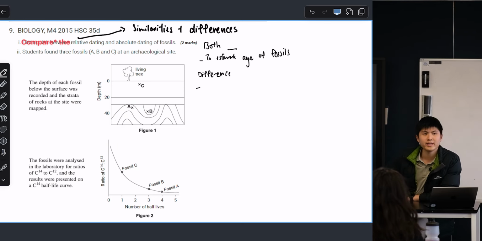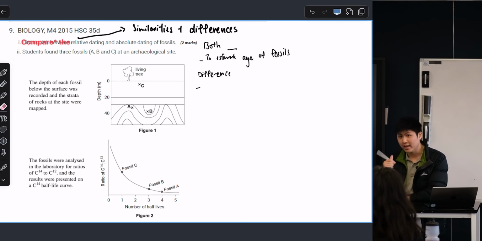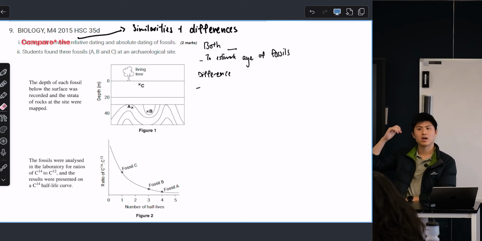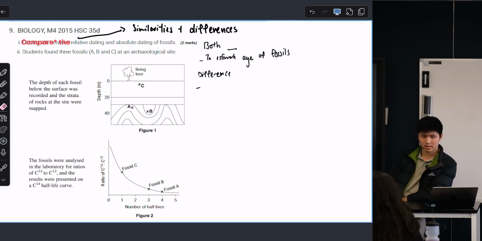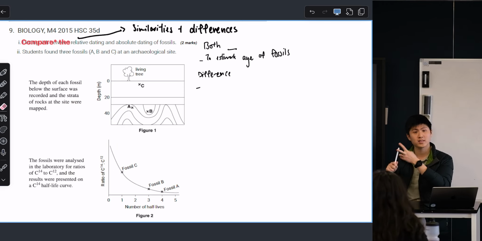All right, what is the difference? Can someone tell me what's the difference? How are they different? Yes, Angie? One uses isotopes and the other uses the layers. Yeah, okay, cool. So we can say there's a difference in the method. What's another difference we can have?